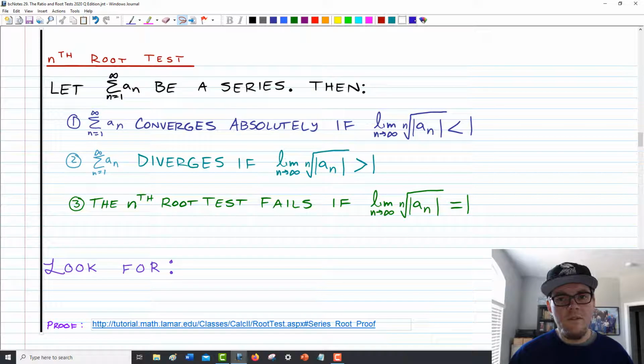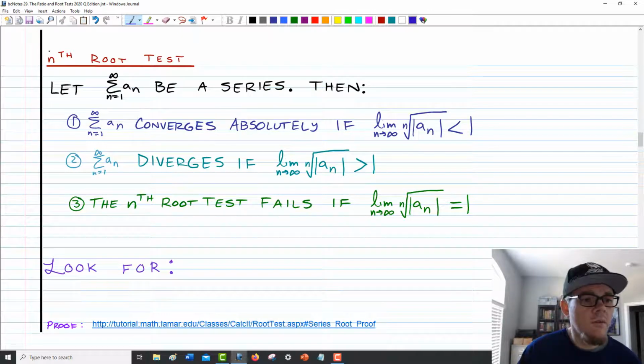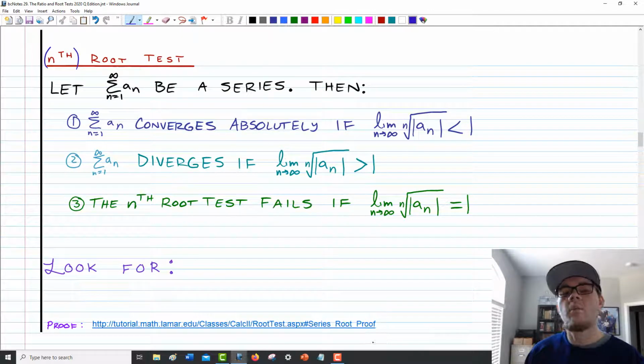With that said, that leaves us the final convergence test for us to dig into, and that is what's called the nth root test. Some places only call it the root test, so I guess I could write nth in parentheses up there. So the root test or nth root test.